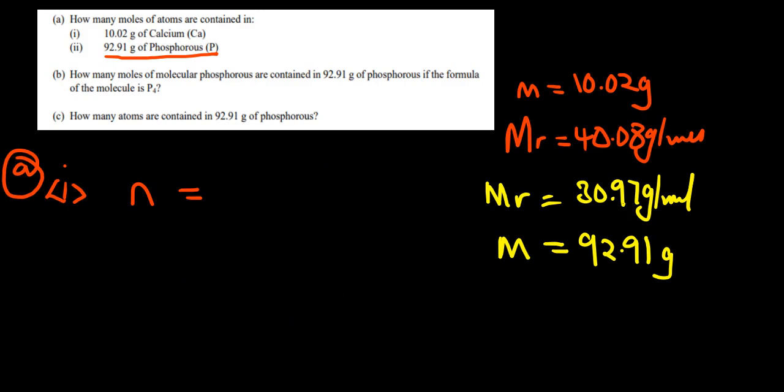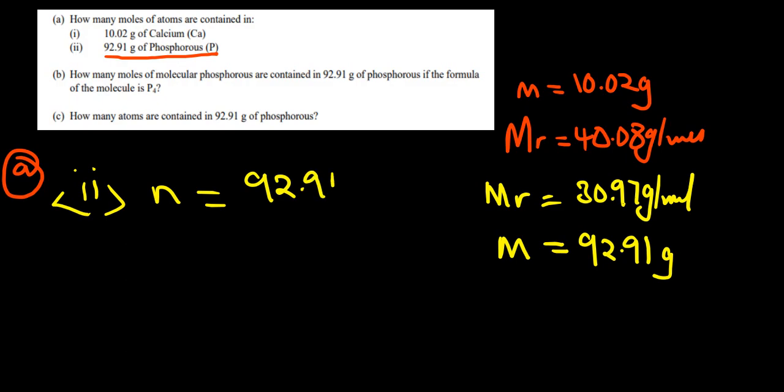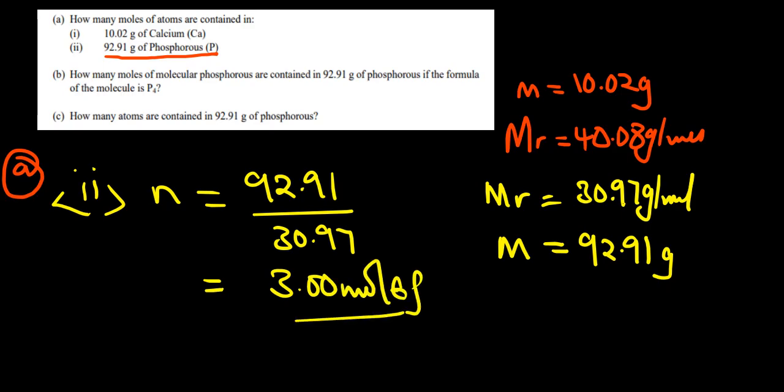So we are going to get those two values, and then we are going to divide them. Now we are solving A2. So moles will just be equal to the mass divided by the molar mass, which is 30.97. When we divide this, what are we going to get as our moles? We are going to get approximately 3.00 moles.